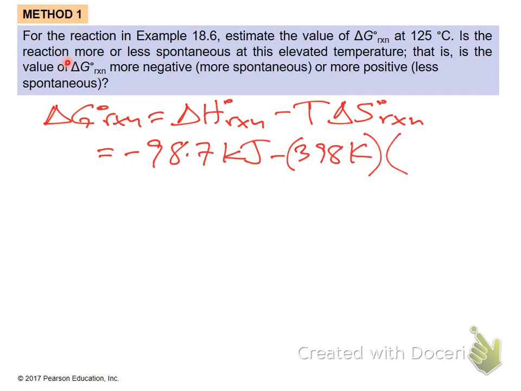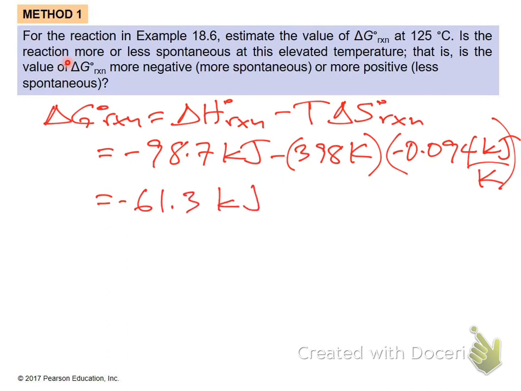And what was the delta S of reaction? I think it was negative 94 in joules, right? So we divide that by 1,000, so we have negative 0.094 kilojoules per Kelvin. So we get negative 61.3 kilojoules.